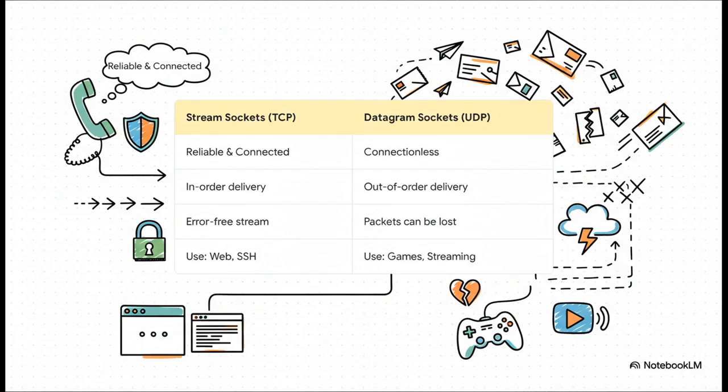On the other hand, you've got datagram sockets, or UDP. These are more like sending a bunch of postcards. You just fire them off. They might get lost, they might arrive out of order, but they are way faster. And that speed makes them perfect for online gaming or video streaming, where losing a few packets here and there isn't a total deal breaker.